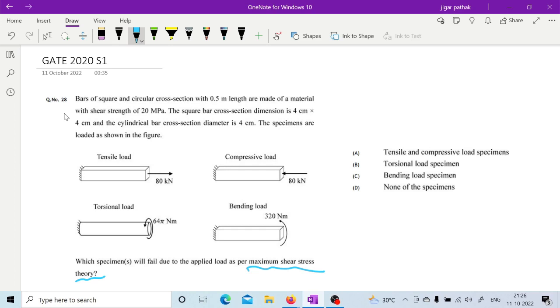Sir, that is the bending one, C. Anyone else? Sir, torsional is also coming. See, let us calculate one by one.